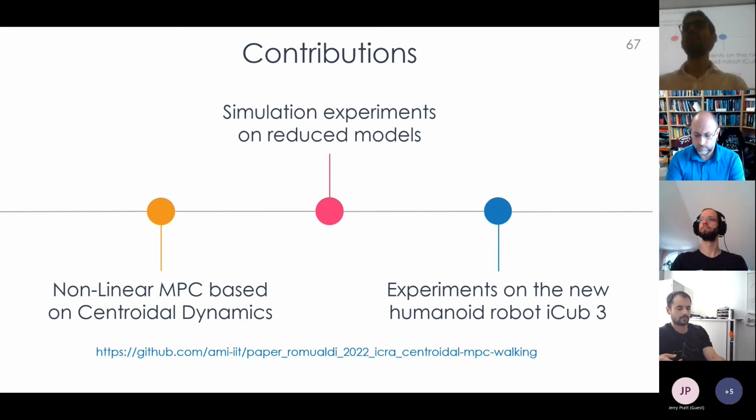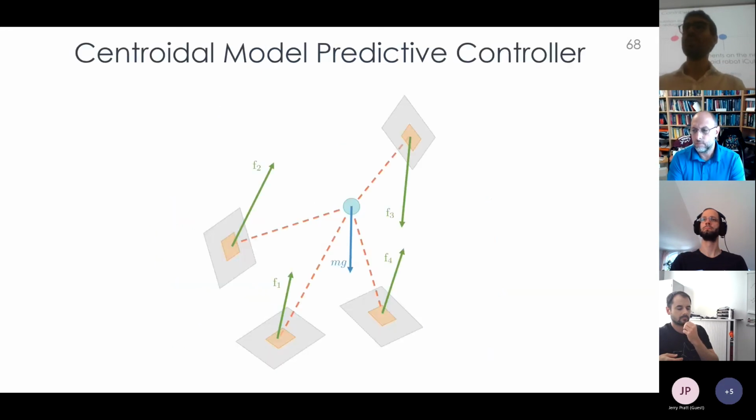And finally, we deploy our architecture, our controller on the humanoid robot ergoCub. Also here, the code is public and you can easily find it on GitHub.